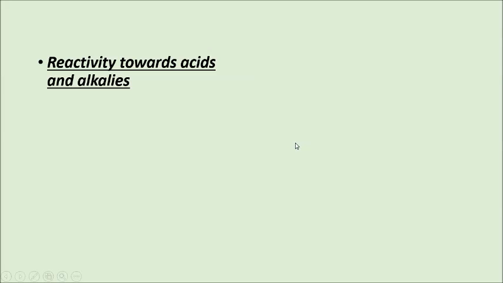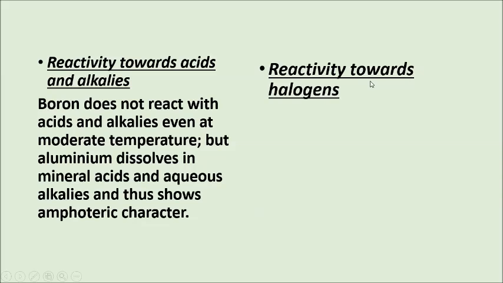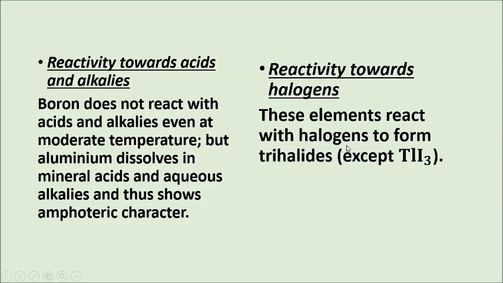Now let's see the reactivity towards acids and alkalis of the 13th group. Boron does not react with acids and alkalis even at moderate temperature, but aluminium dissolves in mineral acids and aqueous alkali, and it shows amphoteric character because it has both acidic and basic character. As for the reaction towards halogens, the elements react with halogens to form trihalides. Except for thallium iodide, we can have all the halides for this group.